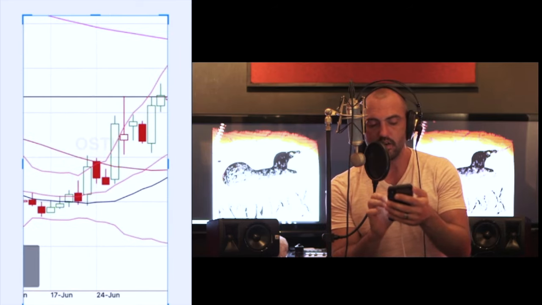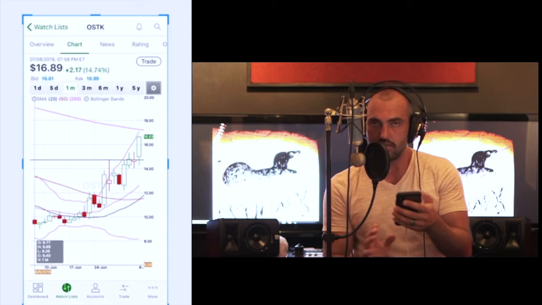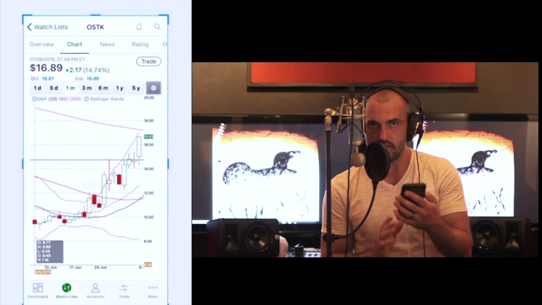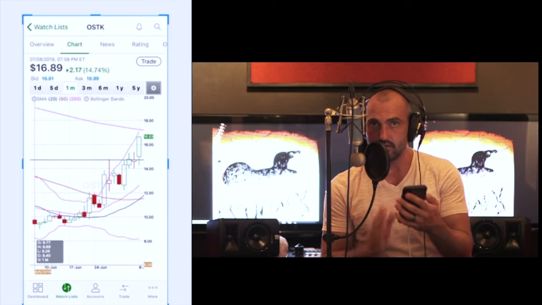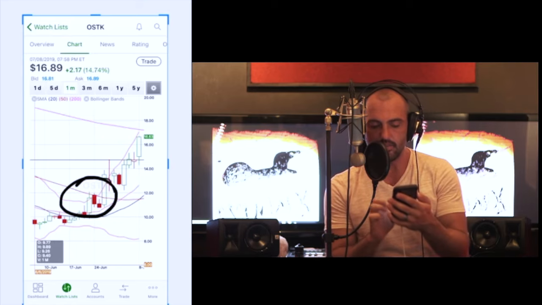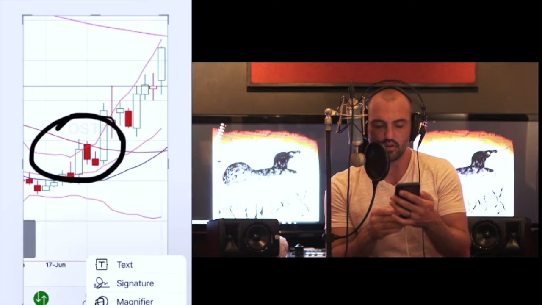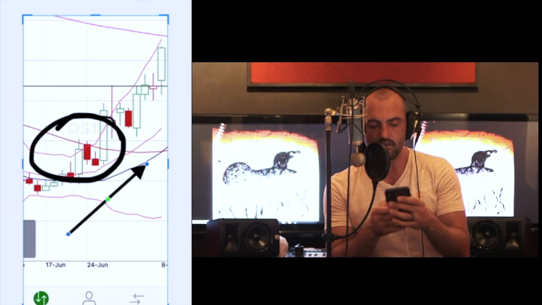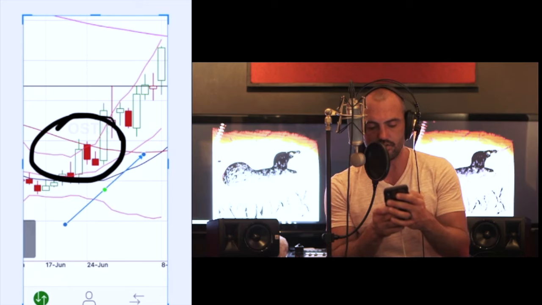Now check this out. Here is the last time that the Bollinger Bands were crossed at the same time that it ran into a resistance line that was a moving average. It's right here, okay? Now this right here, if you look, that red line right there is actually your 50-day moving average.